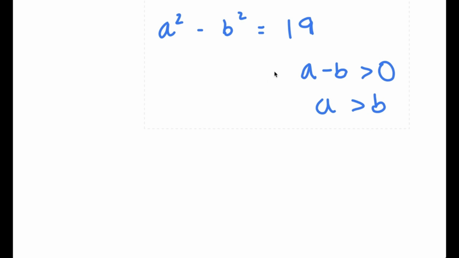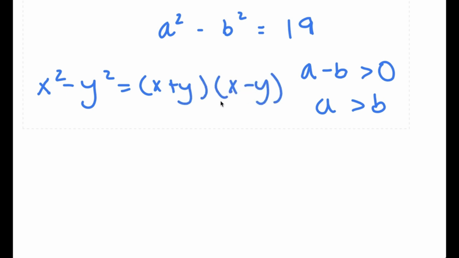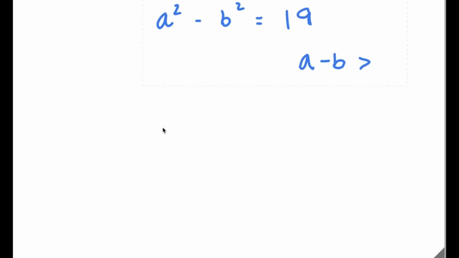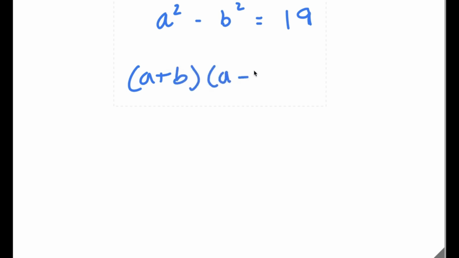So now if I have something in the form x squared minus y squared, this is simply equal to x plus y times x minus y. So in this case, we can think of a as x and b as y. So this would be equal to a plus b times a minus b, which is equal to 19.